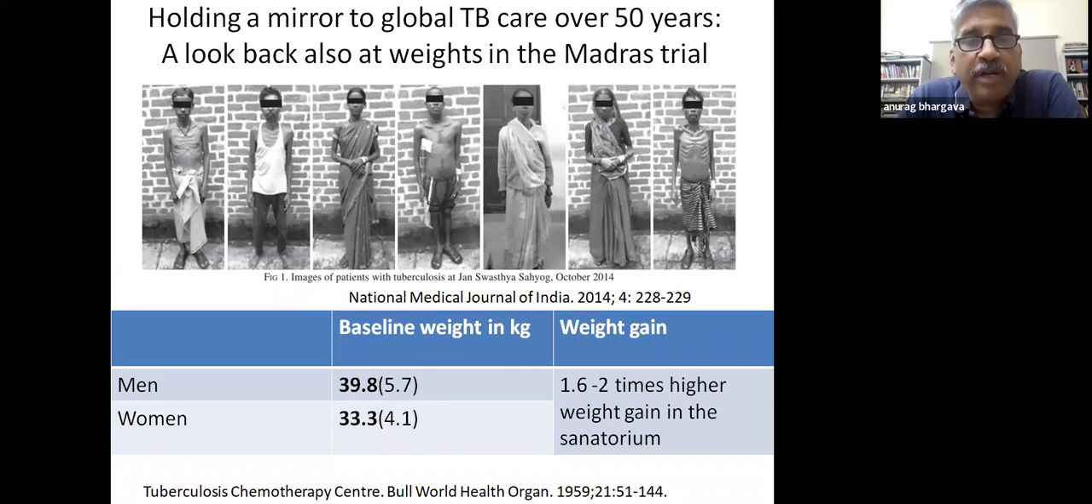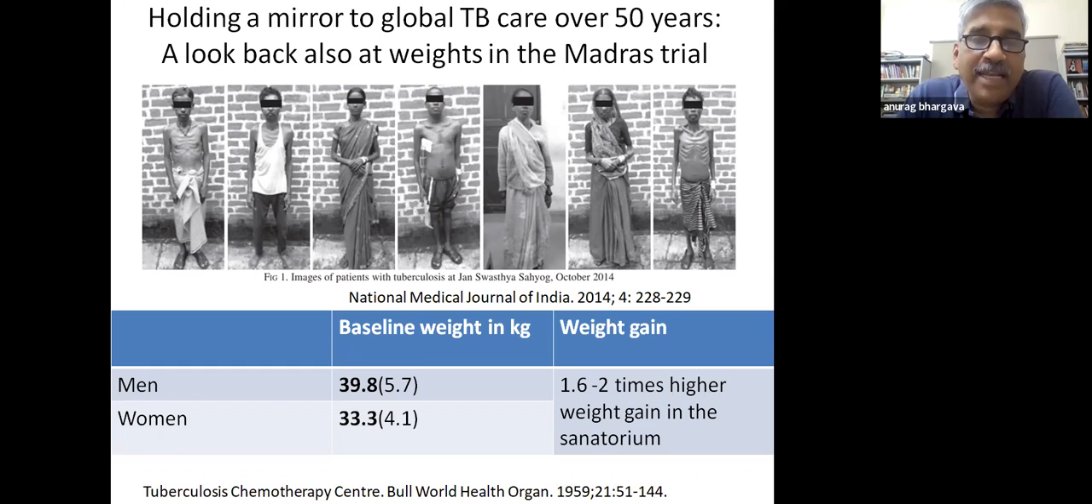Now, this is a photograph from a letter submitted to a journal in 2014 from our group in Jamkhed. And it was disturbing to see that the same low weights persisted.